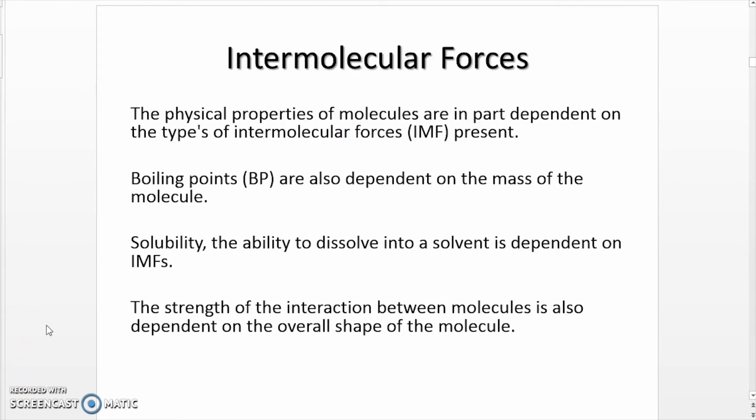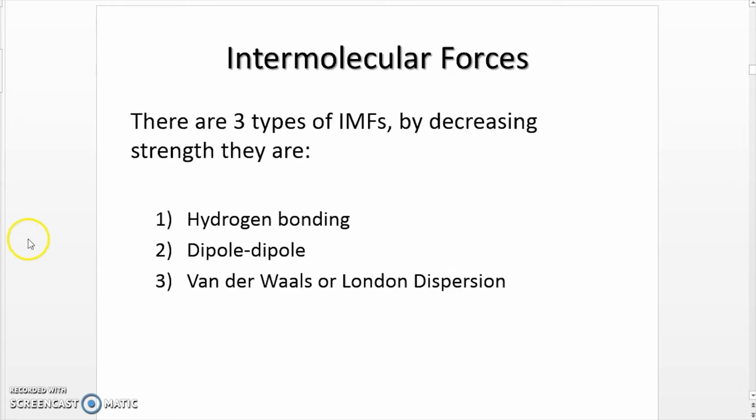I'd like to now talk about intermolecular forces in alkanes. These are related to boiling points and solubility, and the strength of the interaction between molecules is dependent upon the shape of the molecule. There are three types of intermolecular forces, and they decrease in strength in this ranking. Number one is hydrogen bonding. Two is dipole-dipole interactions. Number three are van der Waals or London dispersive forces.